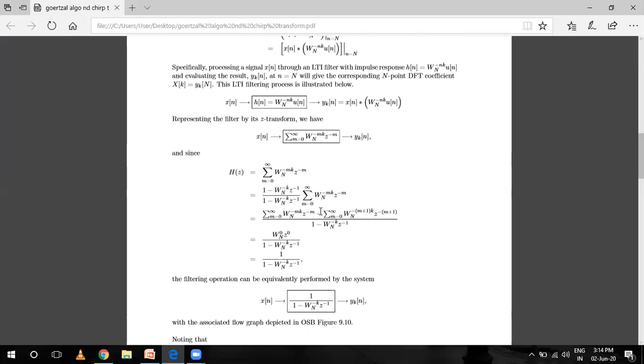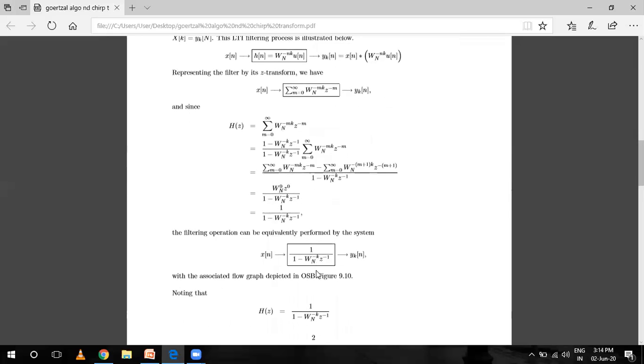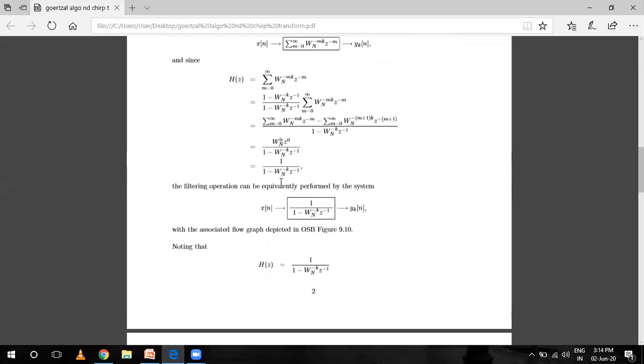Open this summation, the summation from m = 0 to infinity of ω^(n-m) z^(-m) is equal to the summation of ω^(n-m+1) z^(-m+1) upon 1 minus a into r1. After solving this, you will get this equation, and the filtering operation can equivalently be performed by the system, that is x(n) goes to this and you will get y(n). So this is associated with the flow graph. So H(z) is equal to 1 upon 1 minus ω^k z inverse.